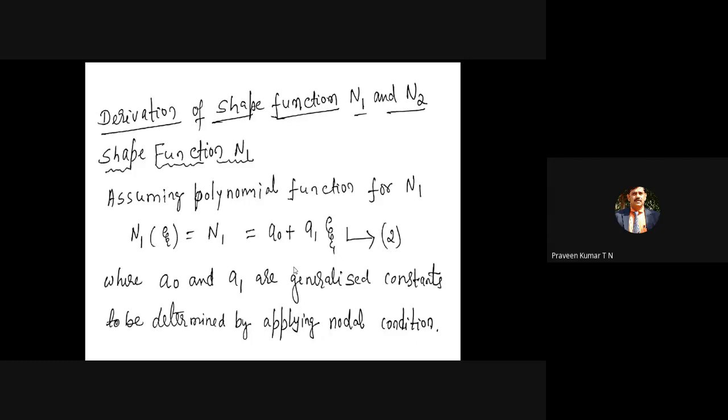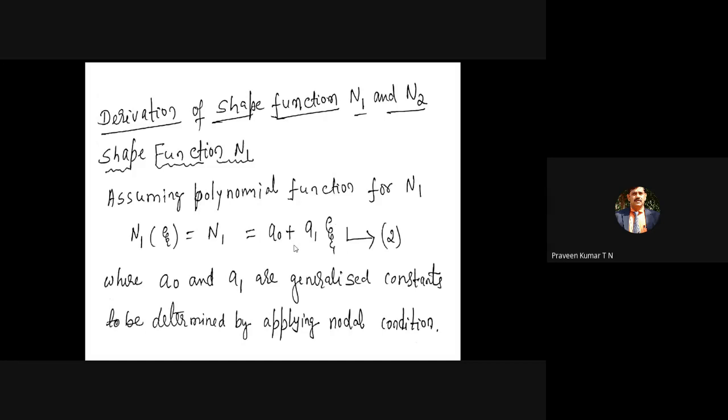Normally when you go for the shape function or interpolation function, you assume a polynomial function. In this case, we are assuming that the material is homogeneous, the material is isotropic, and the variation in temperature within the element is linear. Hence, we are assuming a linear polynomial function, that is, the order of the polynomial is only 1, xi to the power 1.